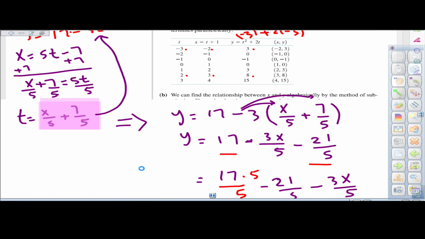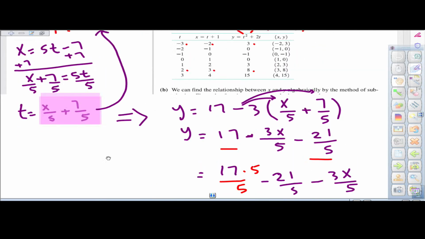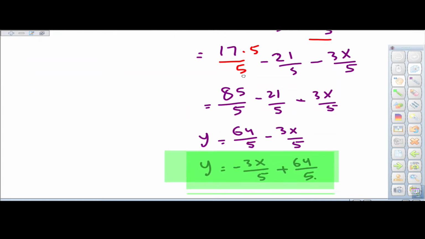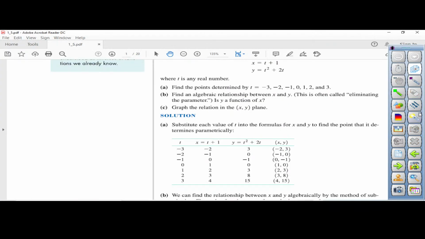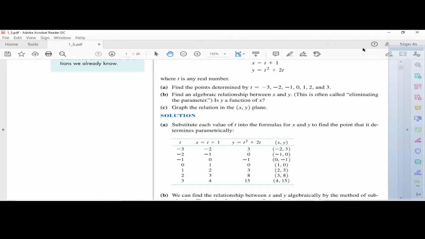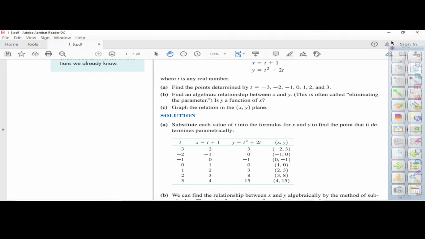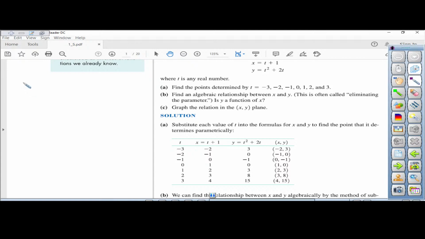So let's do another one. Hopefully this one doesn't have fractions. Okay, let's do another one without fractions. I need you to feel good about this once I finish. So another one without fractions. Eliminate the parameter. So let's try this one here. Eliminate the parameter, okay?